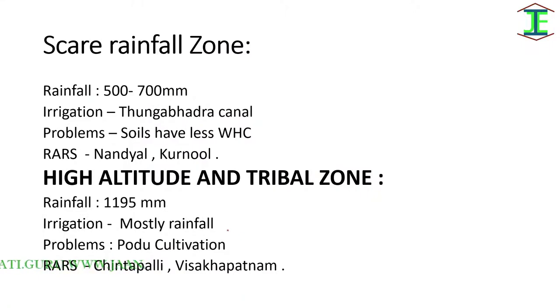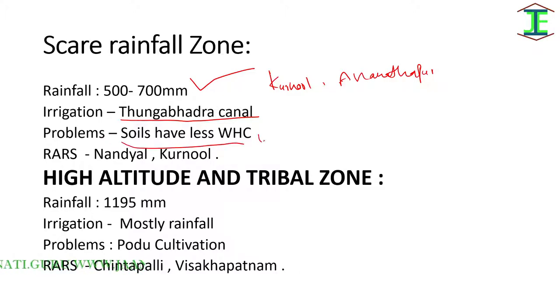Next is Scarce Rainfall zone. Under this zone, the districts are Kurnool and then Anantapur. Under this zone, rainfall is very low, 500 to 700 mm, and the irrigation facilities are by Tungabhadra canal. In this zone, the main problem is that the soil has less water holding capacity, and the RARS is located at Nandyal, Kurnool. Last zone is High Altitude and Tribal zone.